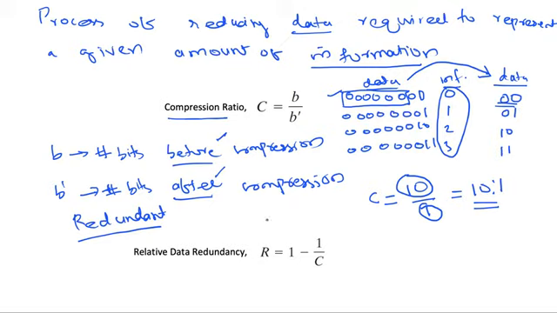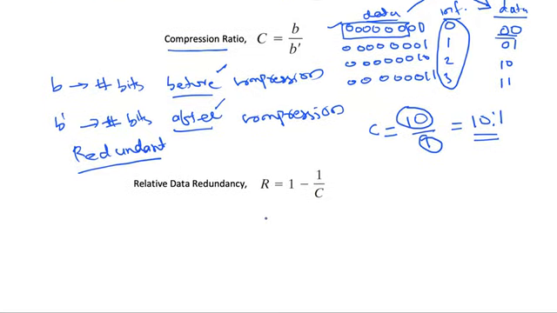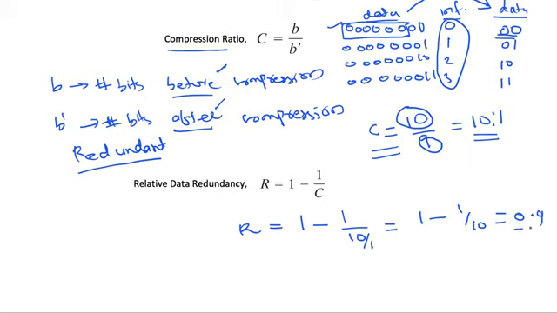In order to measure how much data is redundant in a particular representation, we usually use the term relative data redundancy. Relative data redundancy is given by the equation R = 1 - 1/C, where C is the compression ratio we discussed before. Suppose C is 10 by 1, or 10 is to 1. Then I calculate R as 1 - 1/10, which is equal to 0.9.